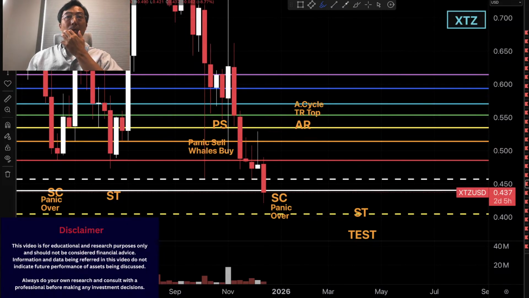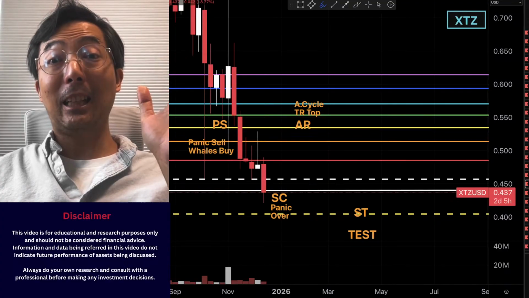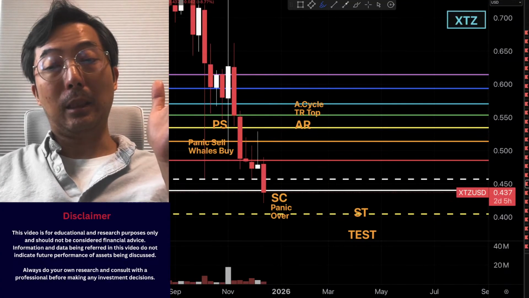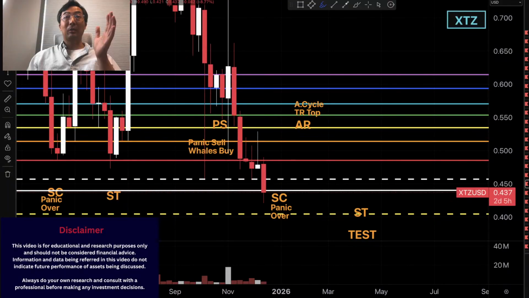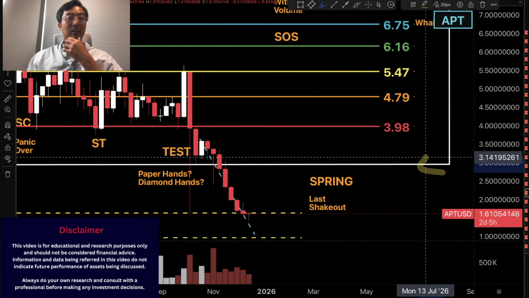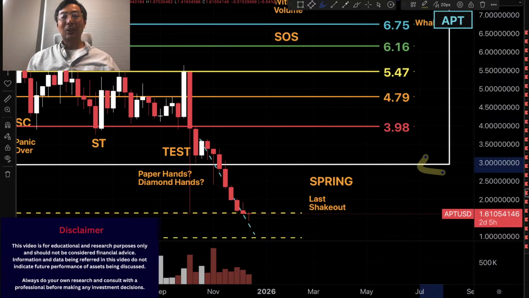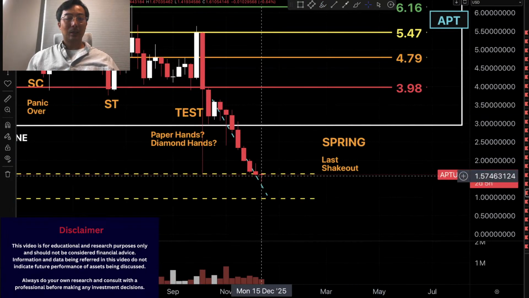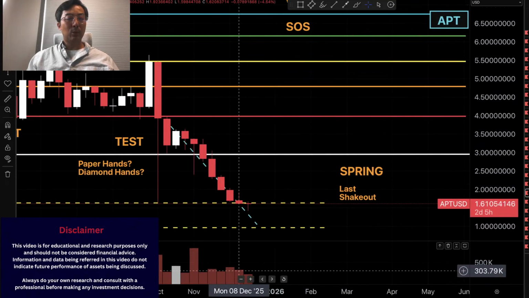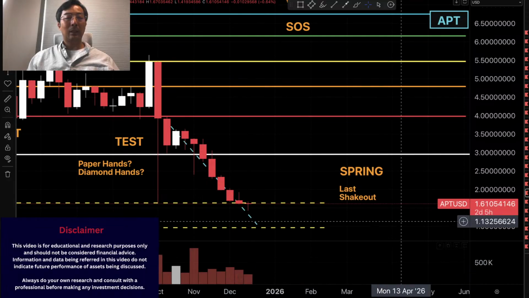Alright, and that's the early stage of accumulation. Now we're getting into the late stage or mid stage of accumulation. There are basically around 7 of them, so we'll be very quick. A, P, T, Aptos. So Aptos here. Again, the downtrend we are seeing, the volume seems to be slightly coming down.